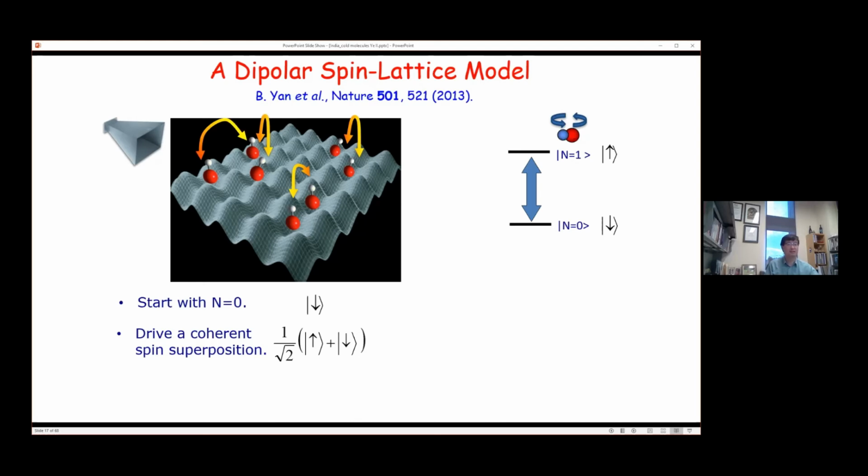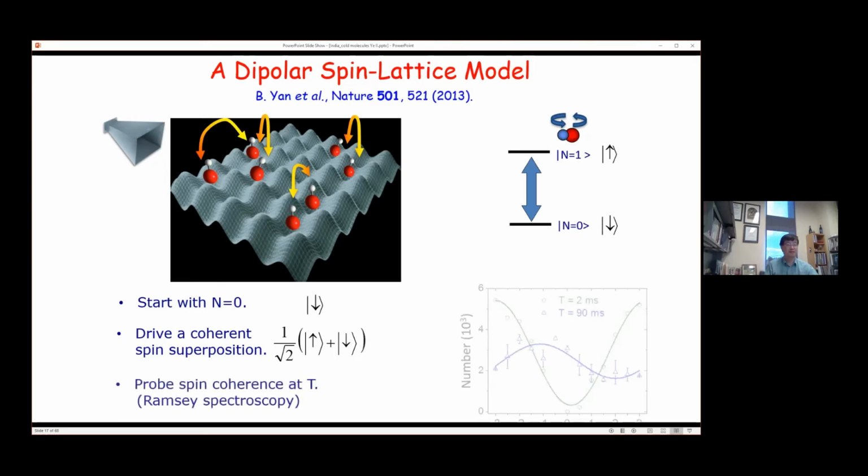So we didn't do that. We just turned on the microwave to make them into a coherent superposition of ground and excited rotational state. And because of the spin exchange interaction that I described earlier, the neighboring molecules start to have a spin exchange. If this molecule is in a coherent superposition, like up plus down, the neighbor is also up plus down, but then up can turn into down and down can turn into up. You can see the entanglement start to be generated.